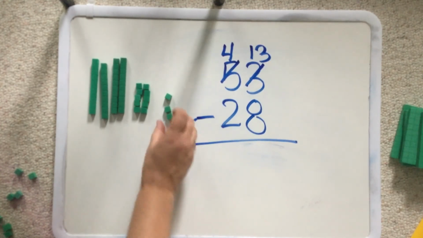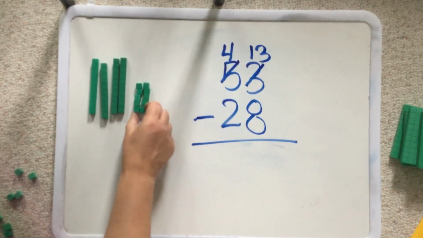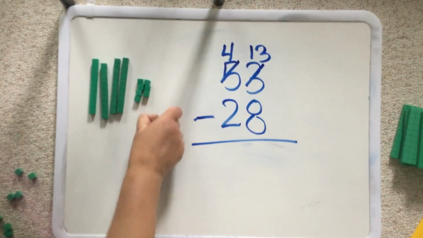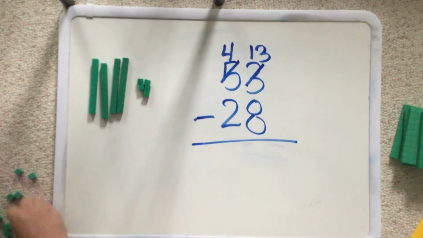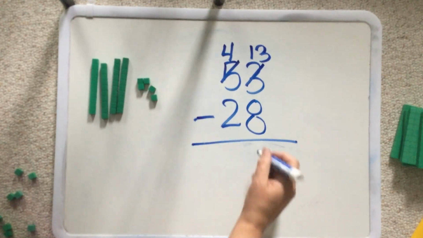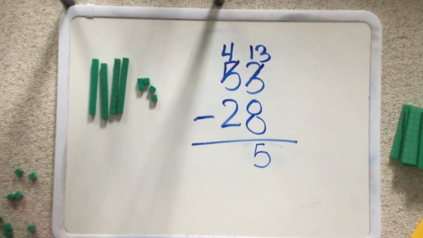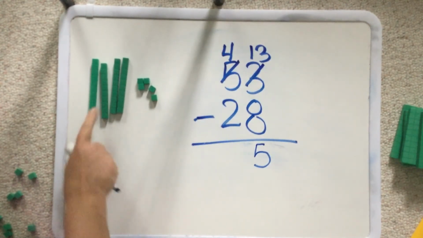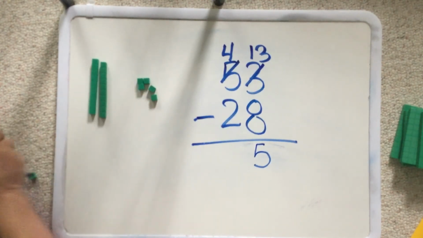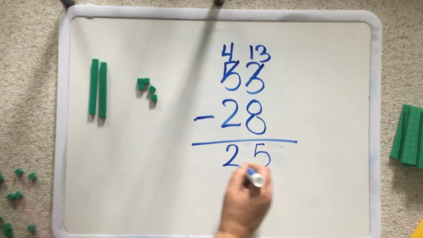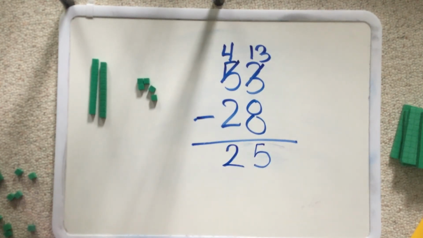Let's subtract the 8. 1, 2, 3, 4, 5, 6, 7, 8. When I had 13 ones and I subtracted 8, I was left with 5 ones. I have 4 tens and need to subtract 2. That one's easy. I can just subtract and take away 2 of those 10 rods. 4 tens minus 2 tens is 2 tens. So 53 minus 28 is 25.